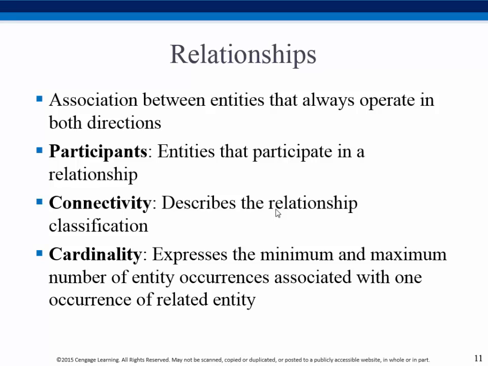The association between entities that always operate in both directions. Participants are entities that participate in a relationship. Each relationship is identified by a name that describes the relationship. The relationship name is an active or passive verb. For example, a student takes a class, a professor teaches a class, a department employs a professor, a division is managed by an employee, and so forth.